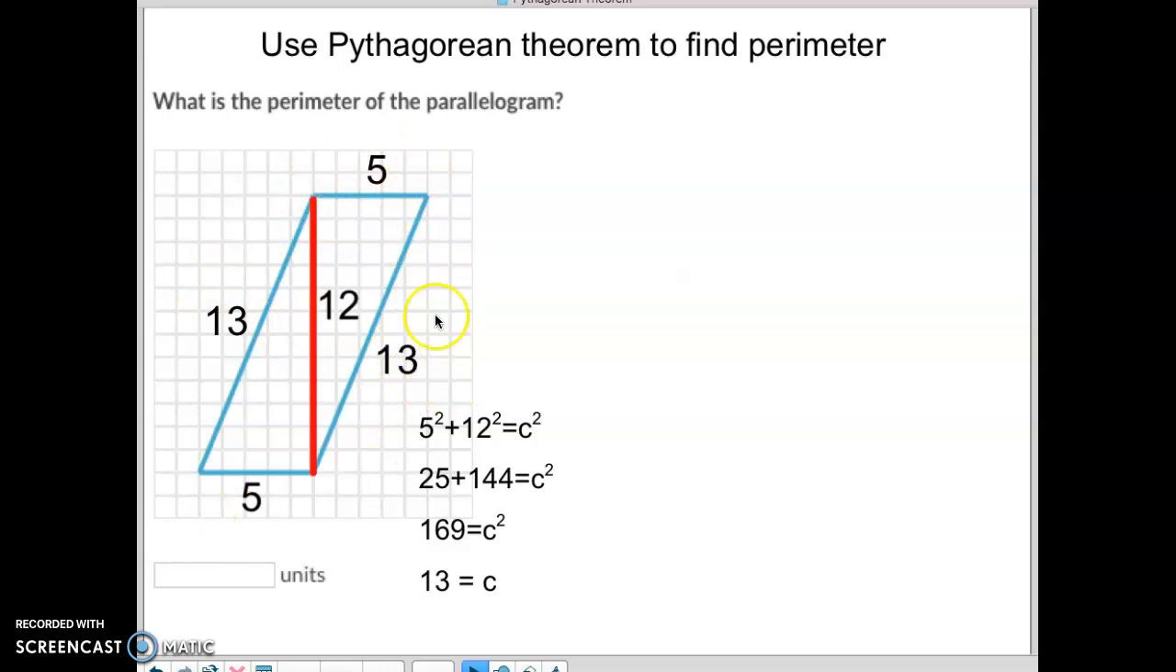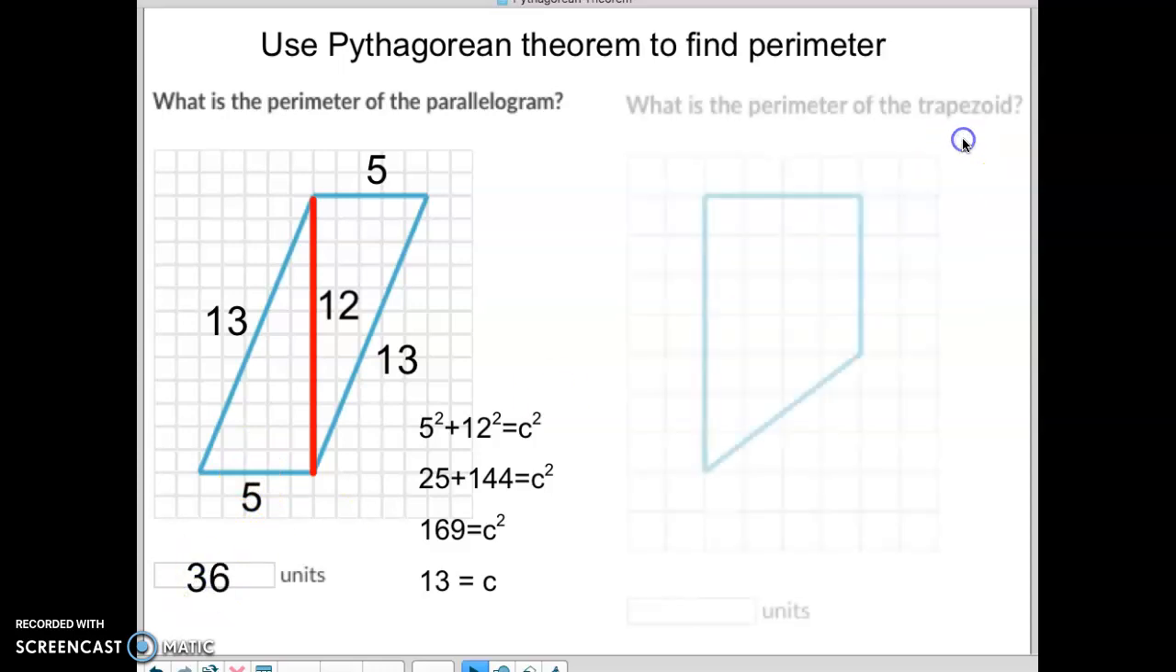We then just add the four sides. 13 plus 13 is 26. 5 plus 5 is 10. 26 plus 10 is 36. It's that easy. Let's try another one here.